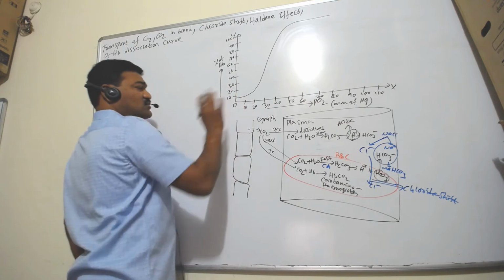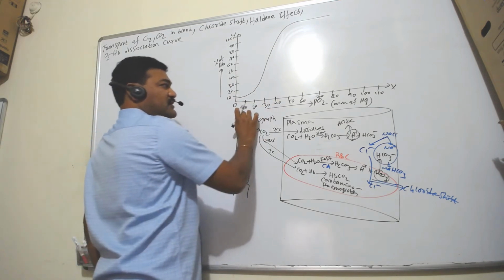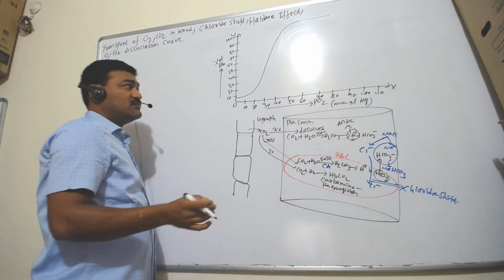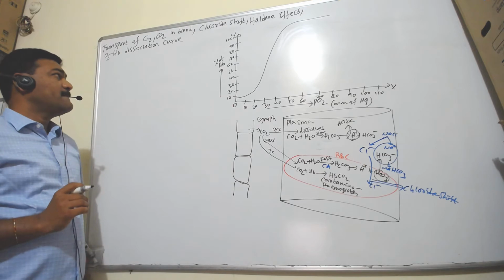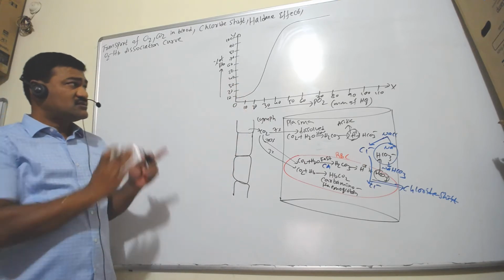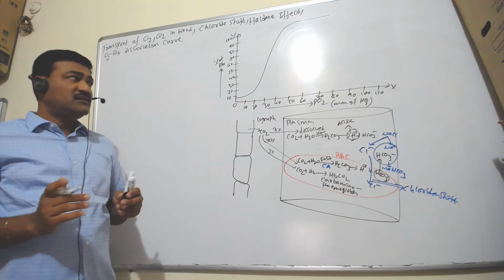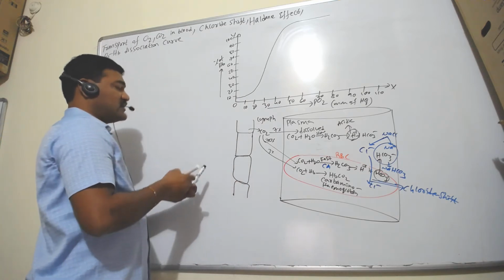So what is this? It is a graph which represents the relationship between the partial pressure of oxygen in the blood and the percentage of hemoglobin that is saturated with oxygen in the blood. But this oxyhemoglobin dissociation curve is very dynamic. It's not in one place. It moves to the right side.